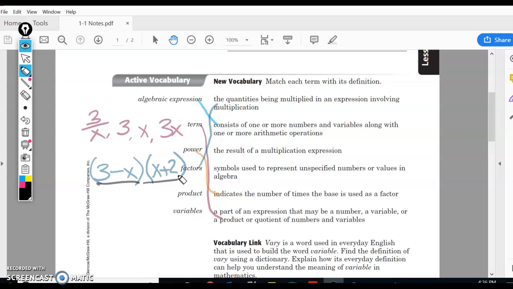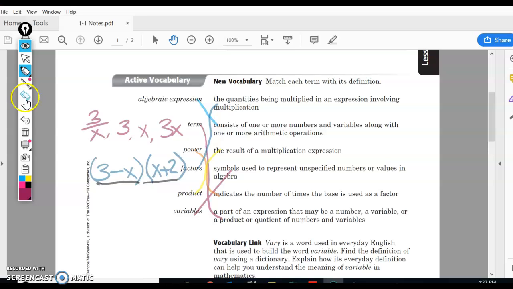Next one is product. Product is the result of a multiplication expression. If you didn't know, quotient is the result of a division expression as well. Okay, and lastly, variables are the symbols we use to represent unknown numbers or values in algebra.